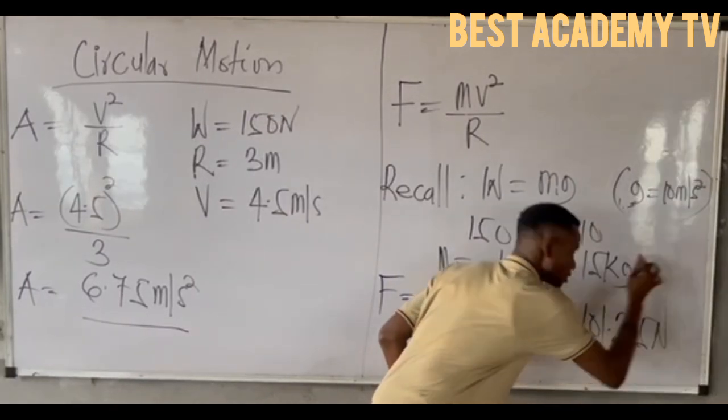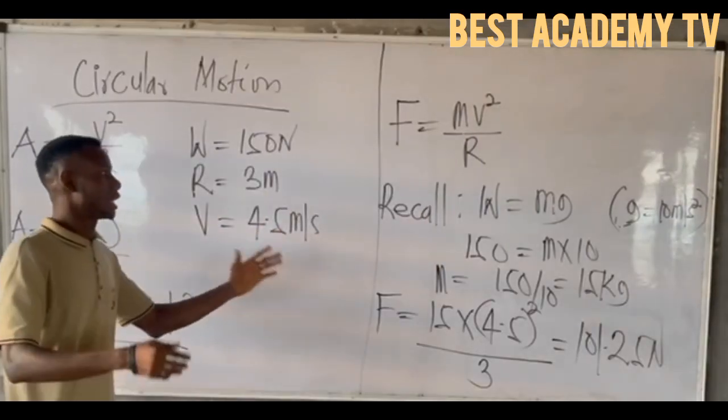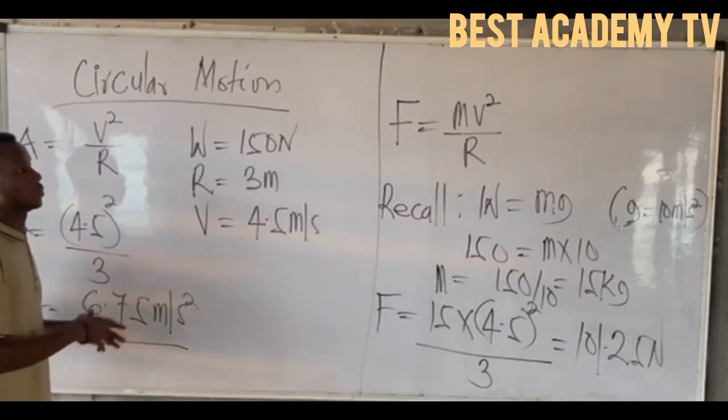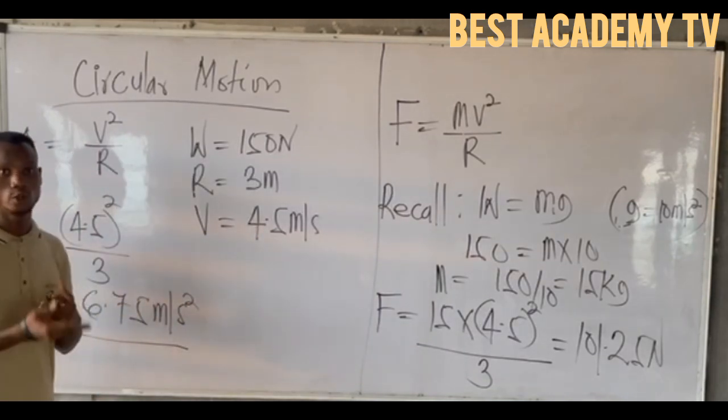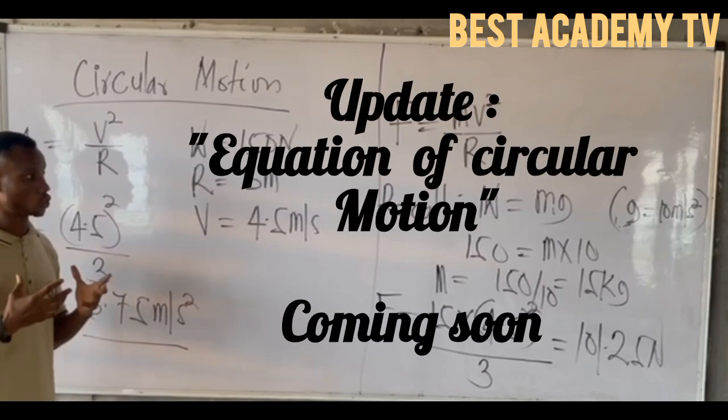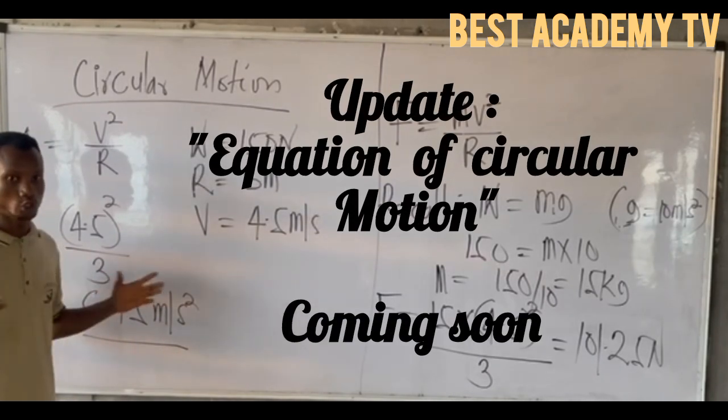101.25 newtons. Alright, in our part 2 for circular motion, we'll be treating the analogy between circular motion and linear motion. And again, we are going to treat the equations of circular motion, which you are going to see in your exam.